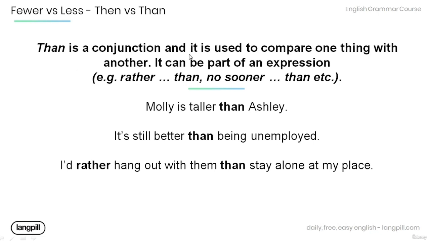Than is a conjunction and it is used to compare one thing with another. Note that it can be part of an expression, for example, rather than, no sooner than, etc. Have a look at the examples below.